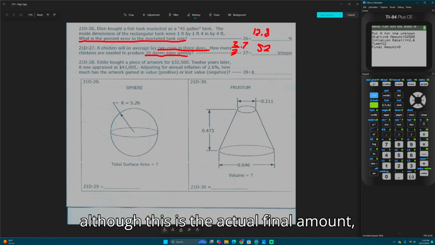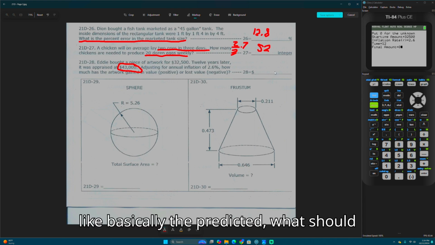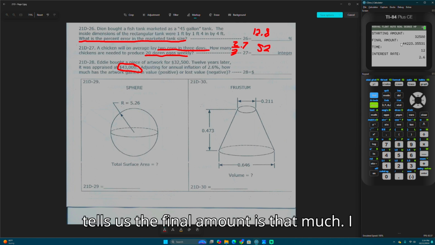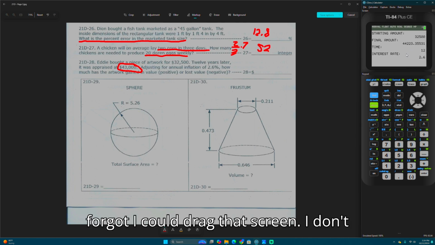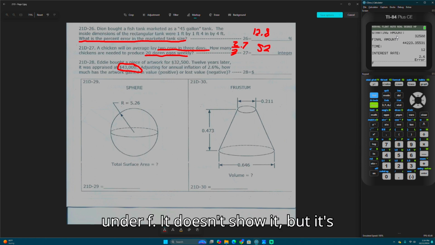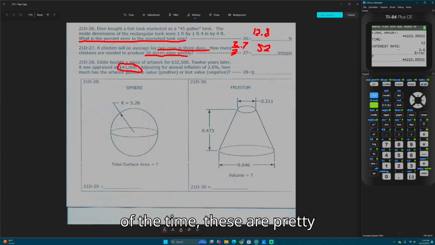Because although this is the actual final amount, we're asked for basically the predicted. What should it be if it was still the same value, right? So it tells us the final amount is that much. Oh, I forgot I could drag that screen. I don't really want to though. So it's stored under F. It doesn't show it, but it's stored under F for final. Most of the time these are pretty straightforward.